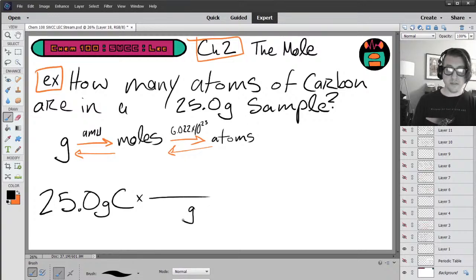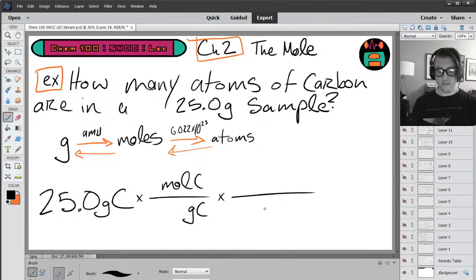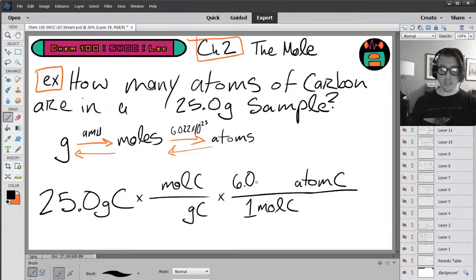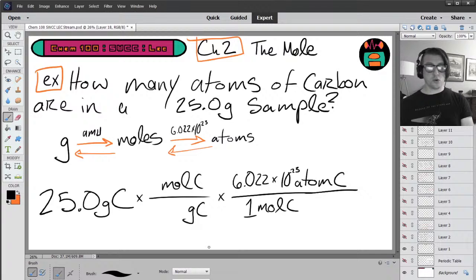So here we're given an initial mass to start with, 25.0 grams of carbon. We want to convert from grams of carbon to moles of carbon, because once we've converted to moles of carbon, we can convert moles of carbon to atoms of carbon using Avogadro's number, right? We know that a 1 mole sample is 6.022 times 10 to the 23rd. Now, to convert from moles of carbon to grams of carbon, you have to look this up on the periodic table. And when you do, you look up the atomic mass, and that tells you that 12.01 grams of carbon are contained in 1 mole.